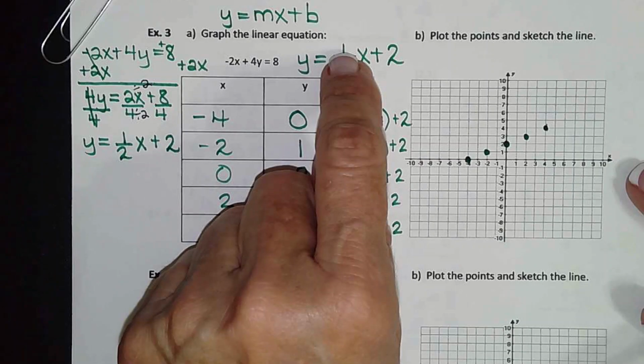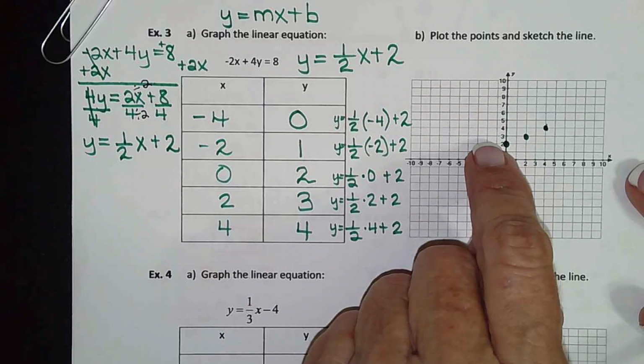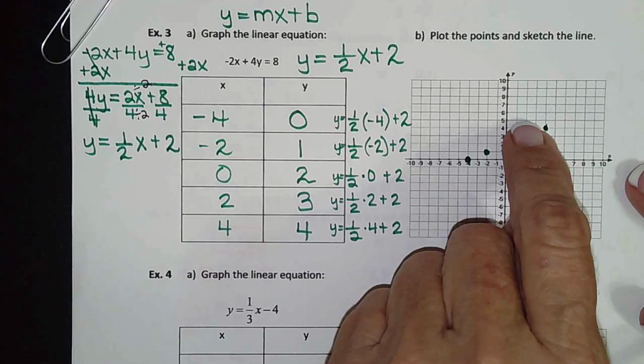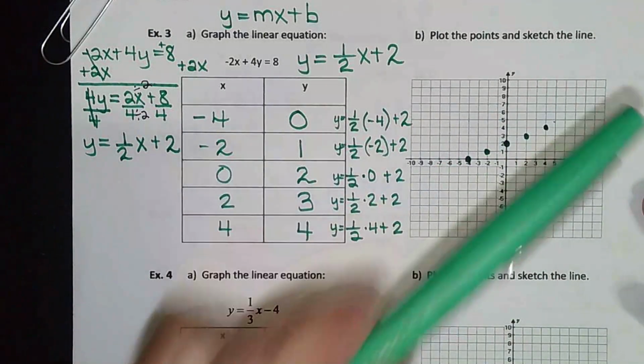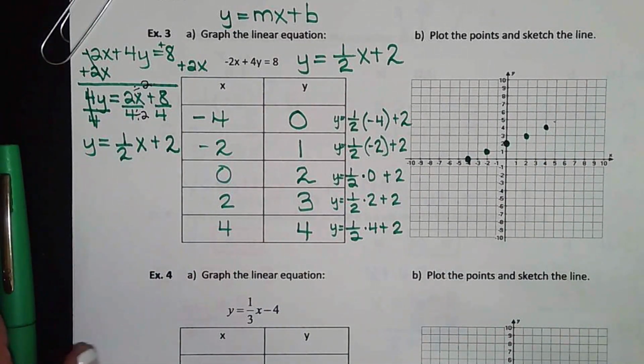And remember, it's rise over run. Rise 1, run 2. Rise 1, run 2. So every point has the same slope in between, and that's why it's called a constant rate of change.